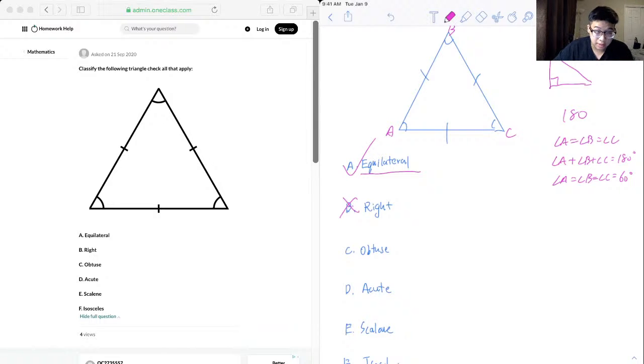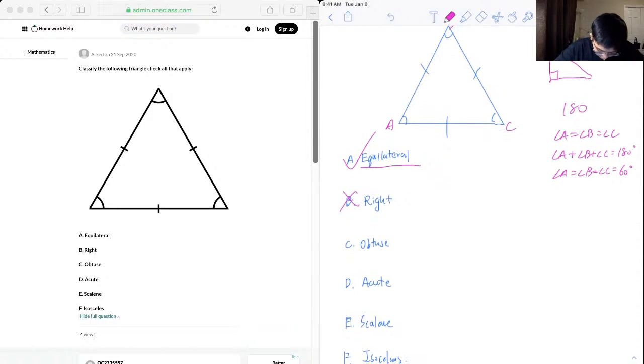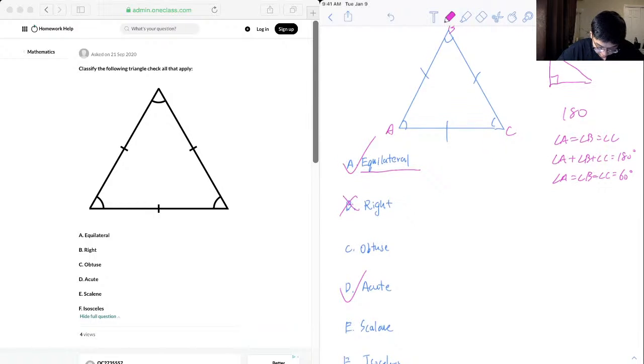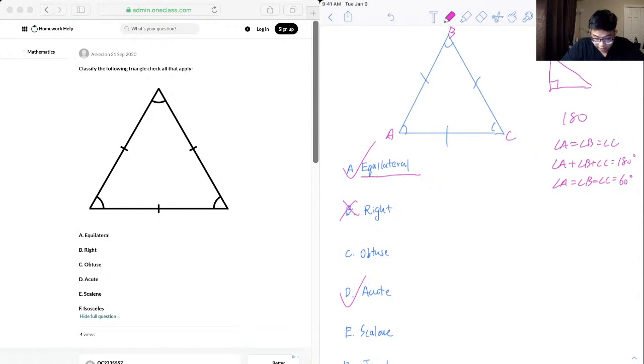Acute means greater than 0 degrees and less than 90 degrees. So this triangle is also acute. And because there are no angles over 90, it's not going to be obtuse.